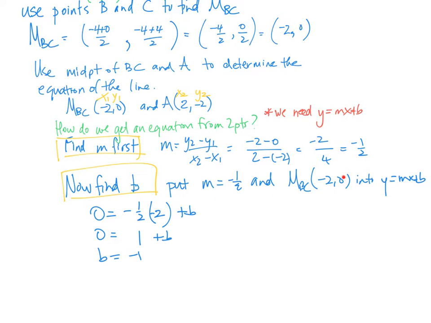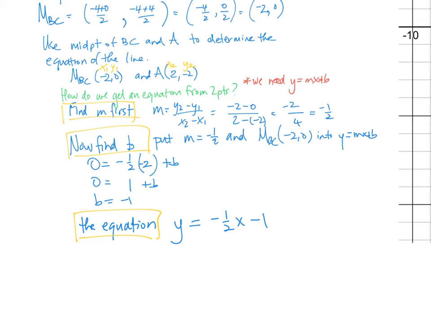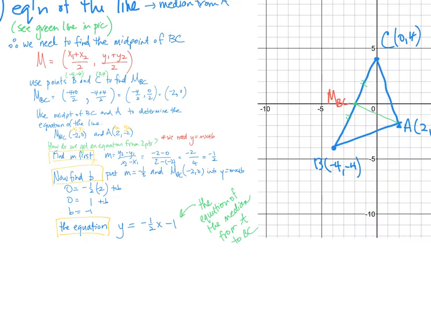So I put m equals -1/2, and I used the midpoint, so (-2, 0). I put in 0 for y, -2 for x, and -1/2 for m, then rearrange to get b. Putting -1 in for b and -1/2 in for m, I get y equals -1/2 x minus 1, and that will be for the green line that gets us from A to the midpoint of BC, so the equation of the median. So as you can see, y equals -1/2 x minus 1 is the equation of the median from A to BC, or this green line in this picture.